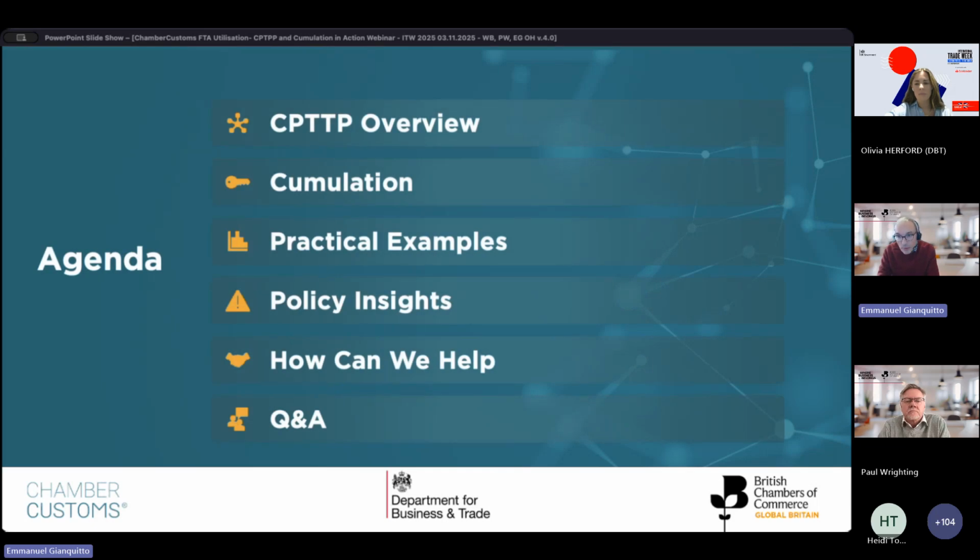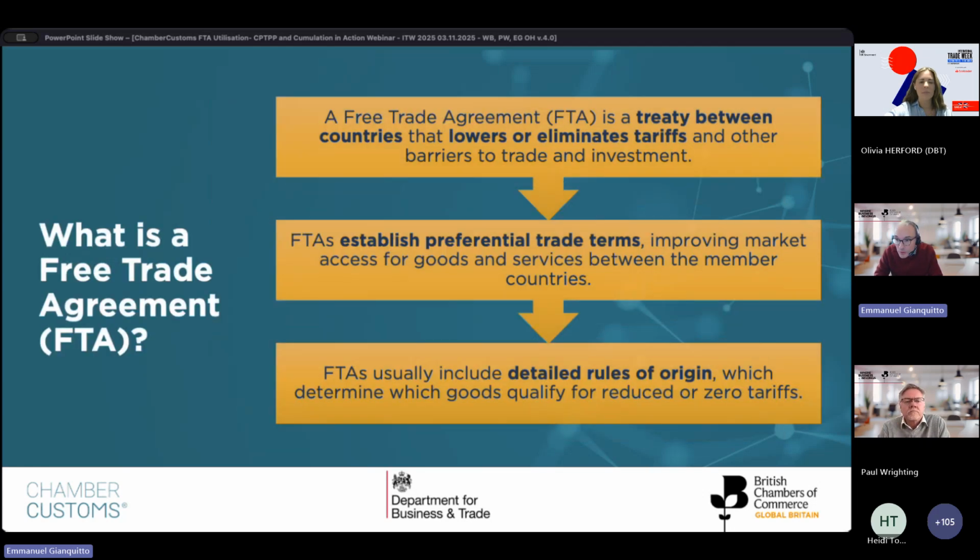Today, we're going to be covering a little bit of the overview of what CPTPP is, and then we'll be talking about the concept of cumulation. We will bring practical examples throughout, trying to make it real and relevant to what you do. Then we'll move on to a little bit of policy insight. I always like to imagine that we're looking at how things are at the moment for businesses, but also we would like to have an insight on what's coming and how things are developing. Then we'll discuss how we can help, and we'll conclude with Q&A. So let me hand over to Olivia, if that's okay, for an initial introduction of FTAs and then CPTPP.